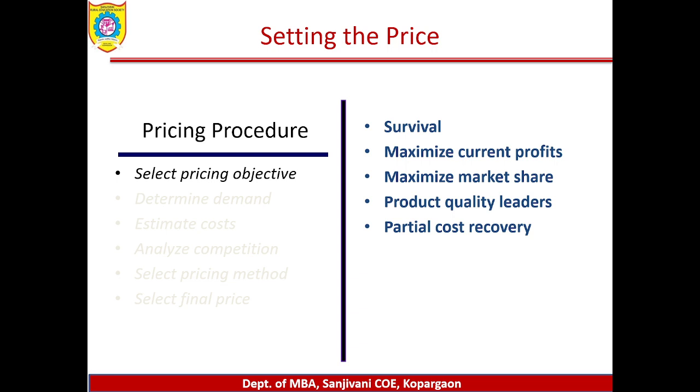Maximize the current profits. So many times companies enter the market with a pricing objective of maximizing the current profits. If the product is in high demand in the market, manufacturers often sell their products at high prices and earn good profits from those products.